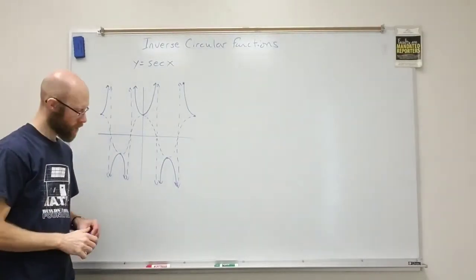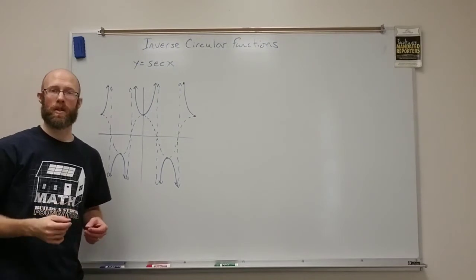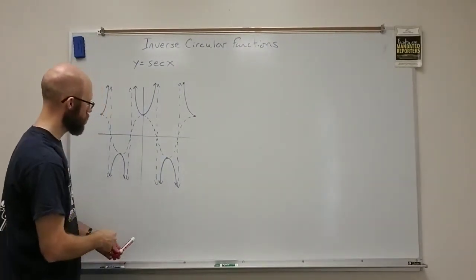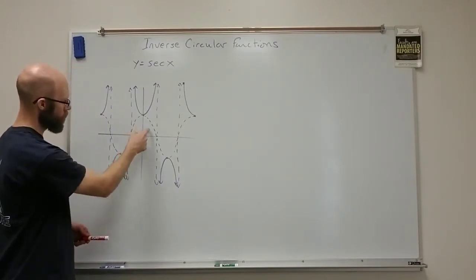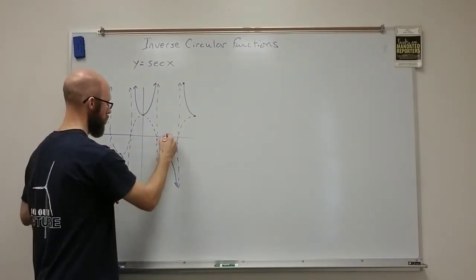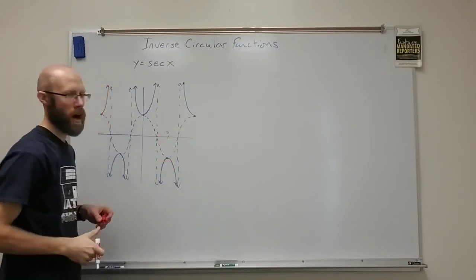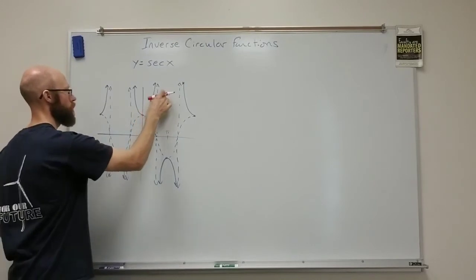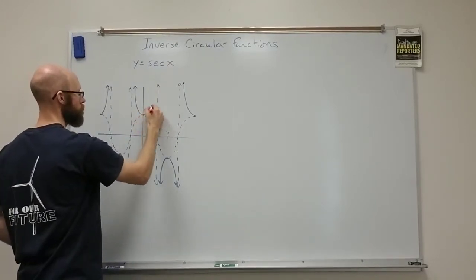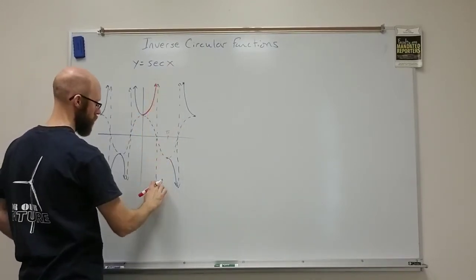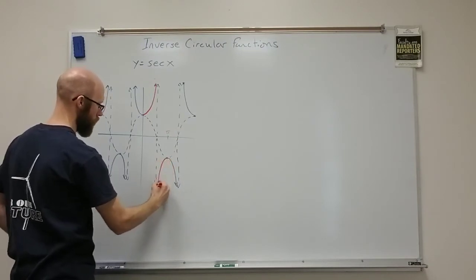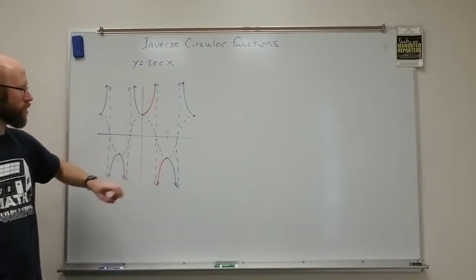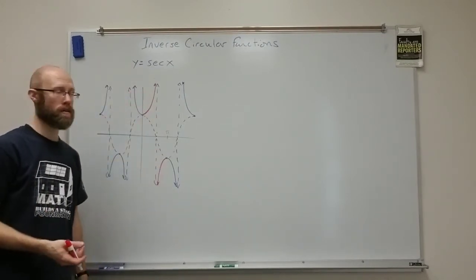Now with the secant, we again need to restrict this down so that it's 1 to 1. We're going to use the interval from 0 to pi, okay? And so I'm actually going to erase the portion we're going to use for this. That portion there, okay? So for the secant, these 2 sections then make it 1 to 1.